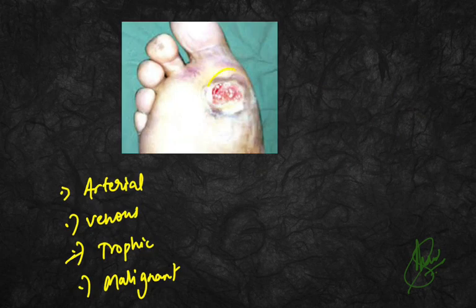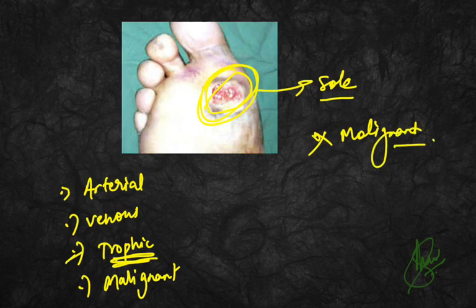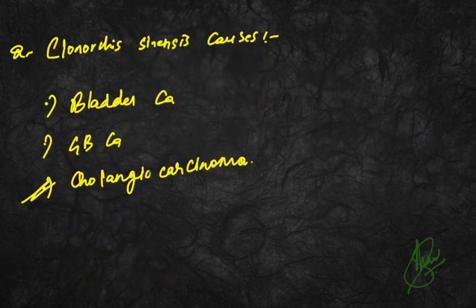This ulcer photo was given. Many of them are confused whether this is trophic or malignant, but it is a trophic ulcer present on the sole. This was asked, and it is not malignant. Now, Clonorchis sinensis causes bladder carcinoma, GB carcinoma, or cholangiocarcinoma. This is a very easy question. Cholangiocarcinoma is the answer.